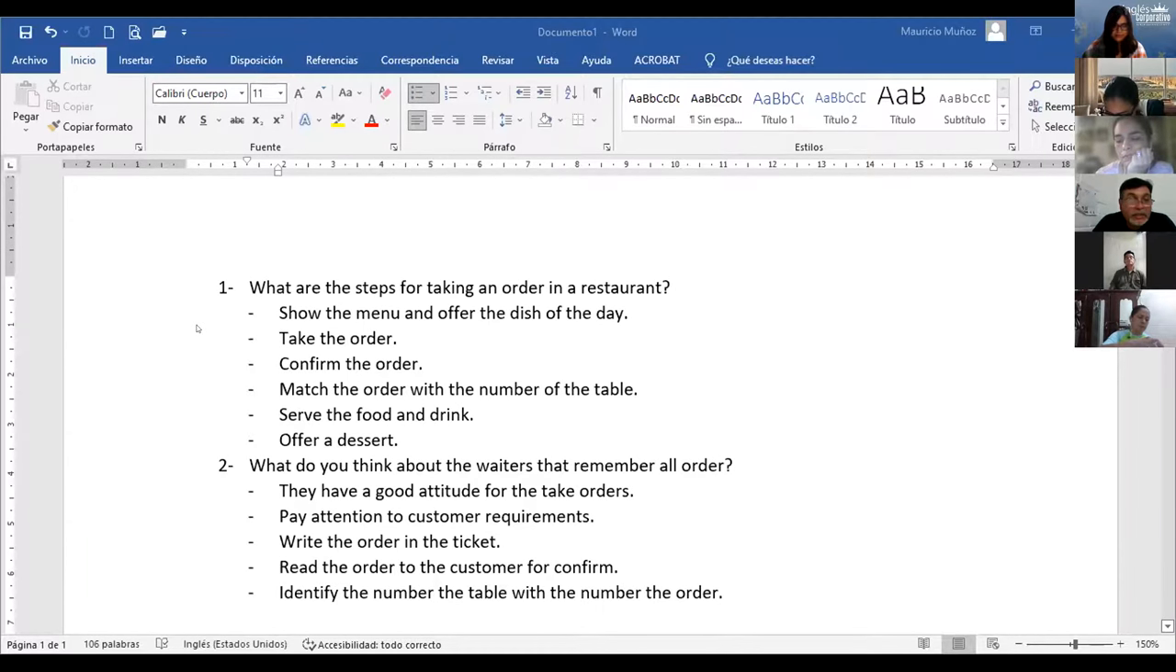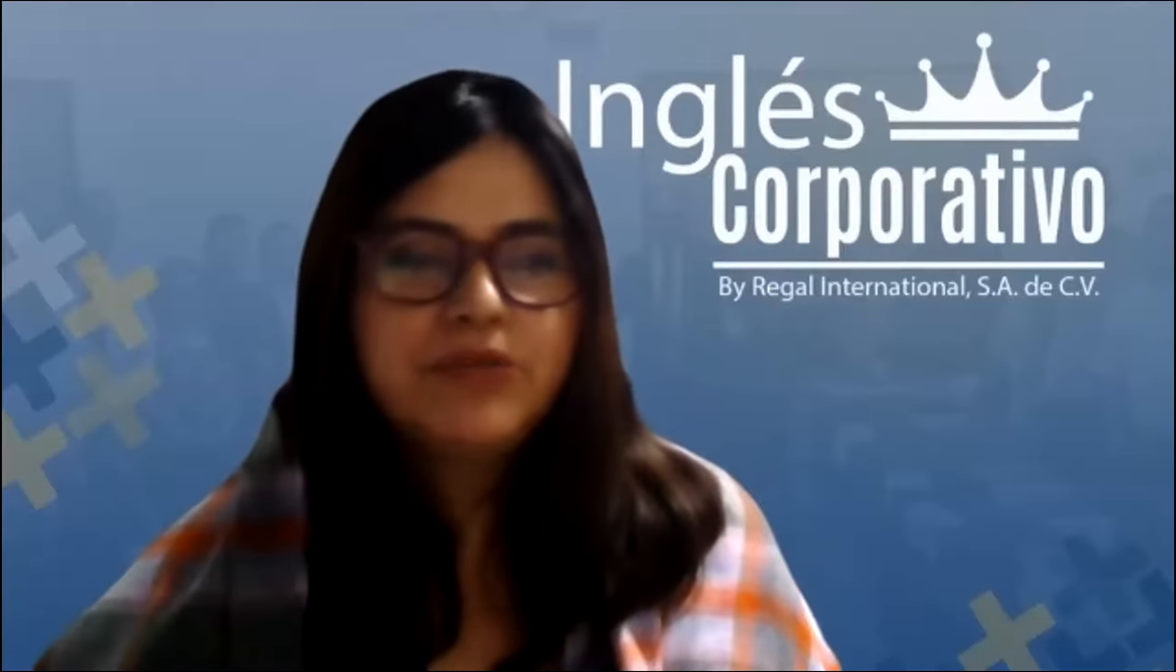For number one, what are the steps for taking an order in a restaurant? Show the menu and offer the dish of the day. Take the order. Confirm the order, match the order with the number of the table, serve the food and drink, and offer a dessert. For question number two, what do you think about the waiters that remember all orders? They have a good attitude for taking orders. Pay attention to customer requirements, write the order in the ticket, read the order to the customer to confirm and identify the number of the table with the number of the order. Nice, excellent. Thank you.